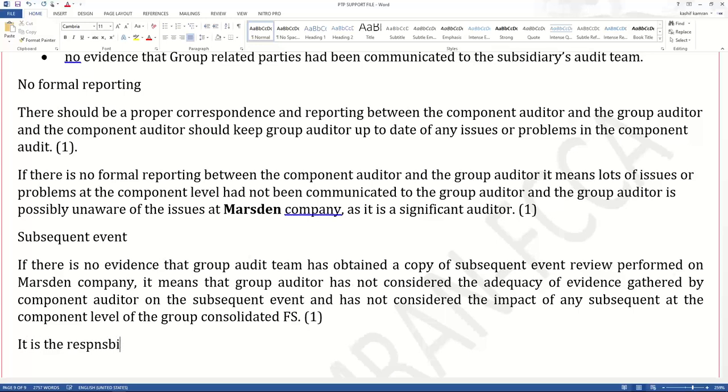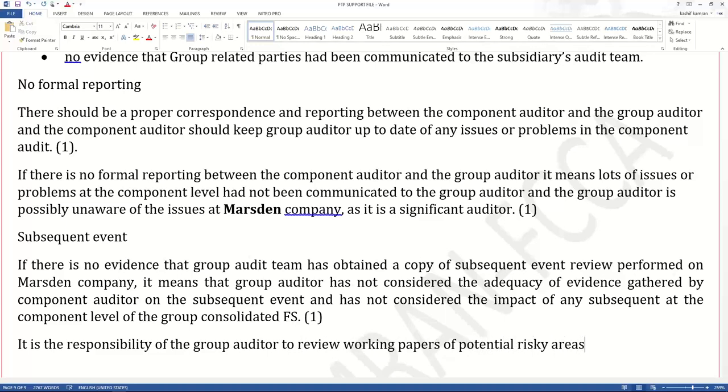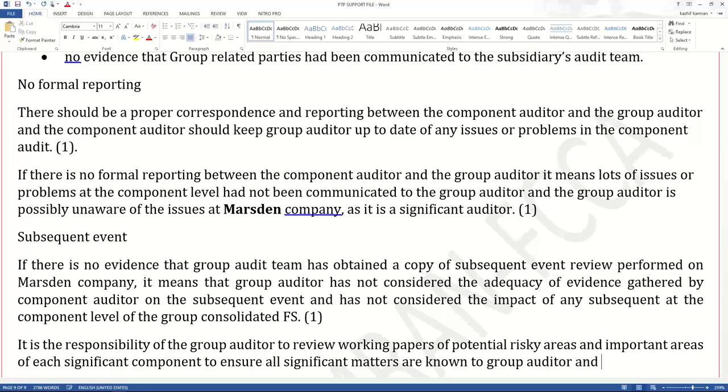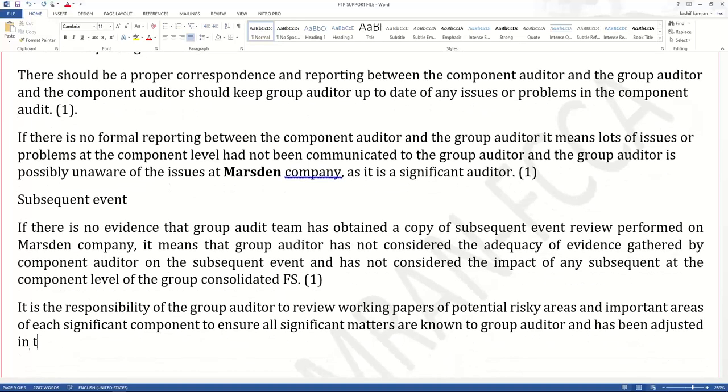It is the responsibility of the group auditor to review working papers of potential risky areas and important areas of each significant component, to ensure all significant matters are known to the group auditor and have been adjusted in the consolidated financial statements if needed. So you wrote an action, 1 mark.